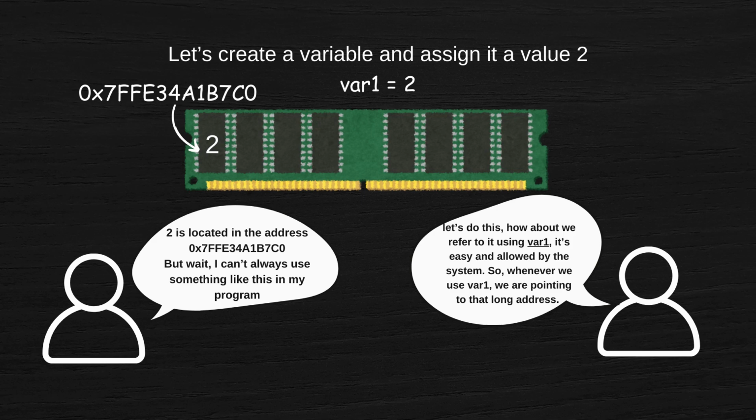So for us, using the physical memory location is not really convenient and it is not allowed by the system due to security reasons. So what we do instead is name that physical memory location something that we like, and that name is called a variable. And why is it called a variable? Because we can easily change what it's referencing as per our need.